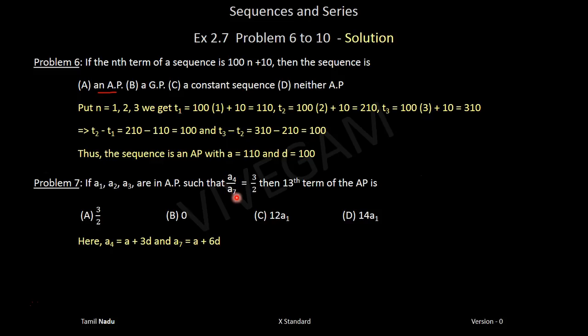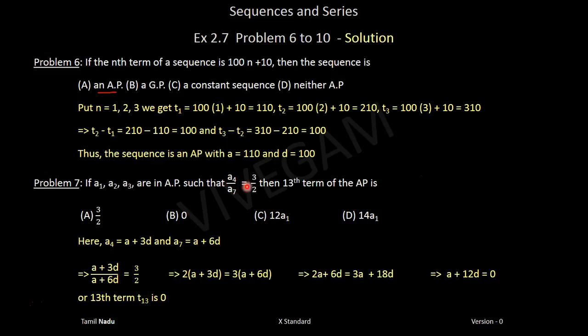Substitute those values here. So what will this equation become? A4, which is A plus 3D, divided by A7, which is A plus 6D, will be equal to 3 by 2, right? So this expression will be A plus 3D divided by A plus 6D equal to 3 by 2. Now you cross multiply. So what will happen? 2 into A plus 3D will be equal to 3 into A plus 6D.